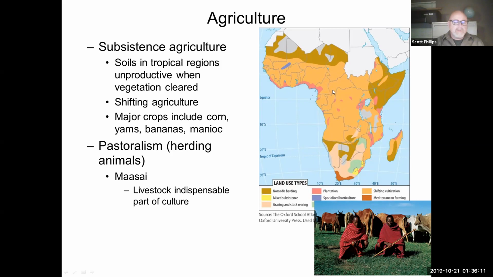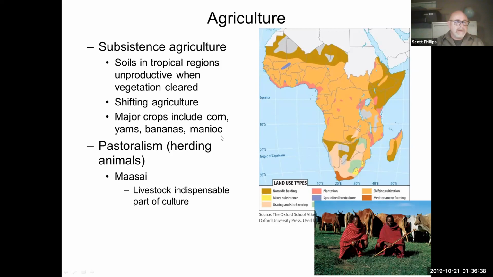The other important part of agriculture is pastoralism, or animal herding. One example is the Maasai people in Eastern Africa, who are completely dependent on their herds of cattle for the way they support themselves. It's an indispensable part of their culture. They subsist on milk, and even, in some cases, blood from their farm animals for their livelihood.